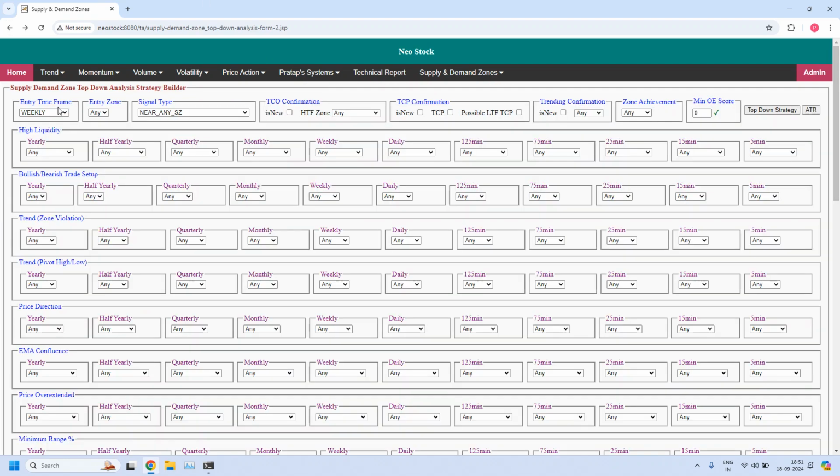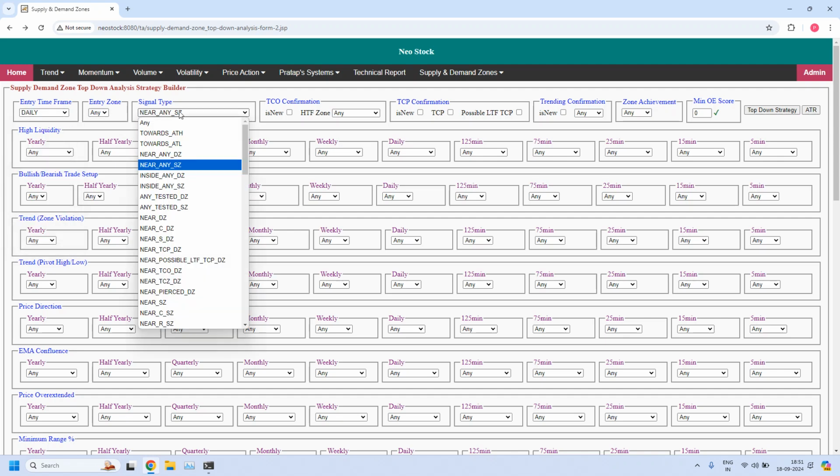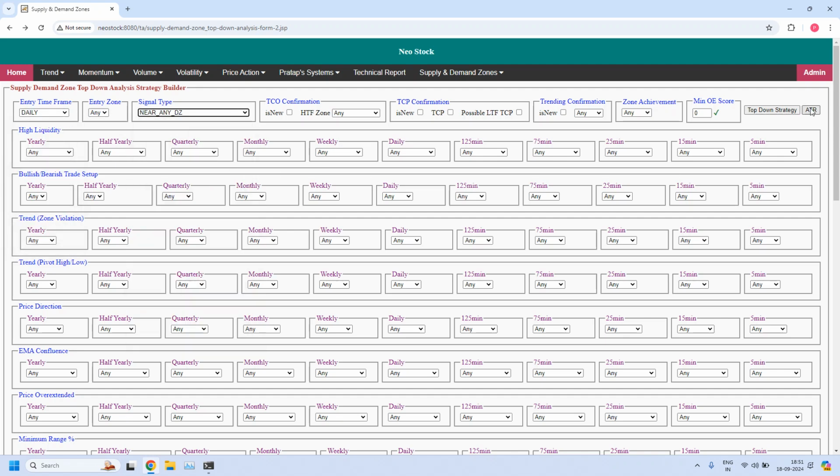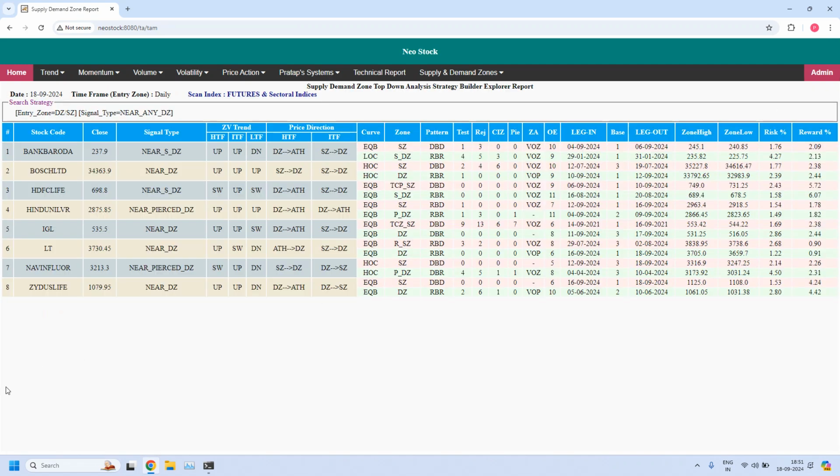Next time frame is daily. That is entry time frame daily. Let us find the stocks near daily demand zone. 8 stocks are filtered. Let us identify high liquidity daily demand zones from this list. The first one, Bank of Baroda, is a high liquidity zone, and then HDFC Life is a high liquidity zone. So that's it. We have identified 2 high liquidity daily demand zones from this list.